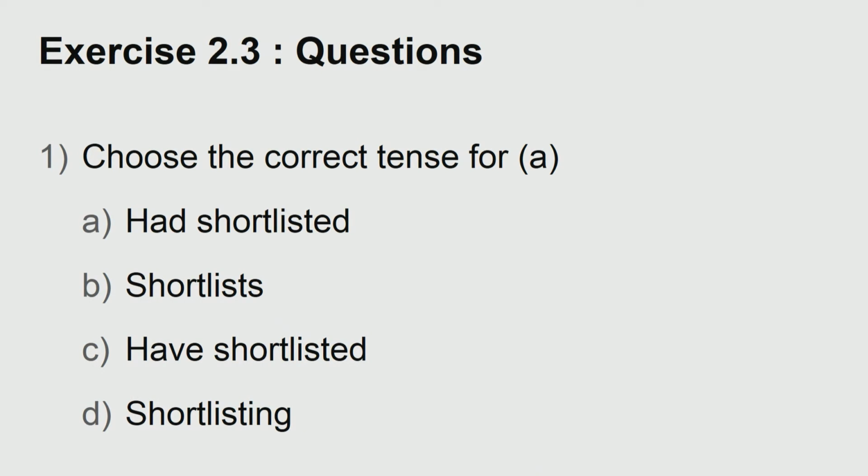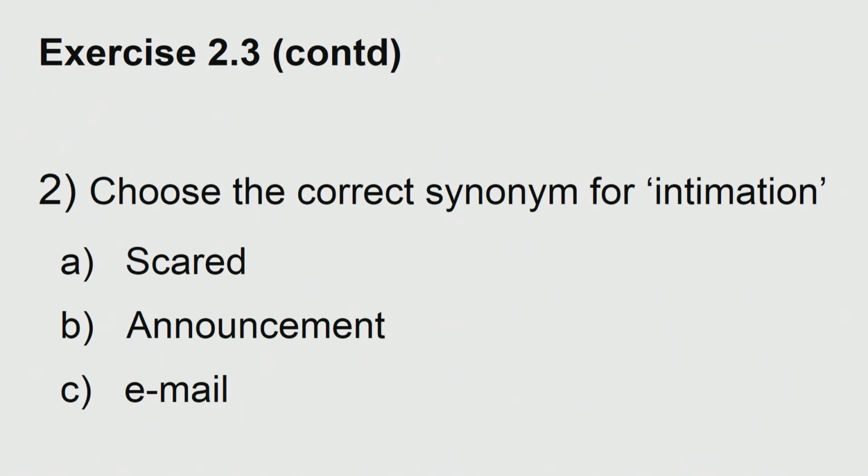First, thank you for, choose the correct tense for A. Had shortlisted, shortlist, have shortlisted, shortlisting, which is the best response. And then next question, please look at it. Choose the correct synonym for intimation. In the email you came across this word intimation. So, A, is it scared, or is it announcement, or is it an email?